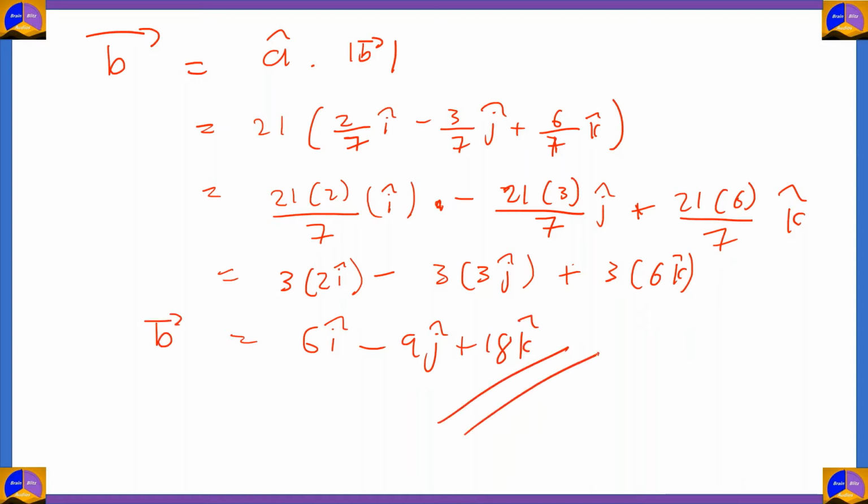So in the end, we have our vector 6i minus 9j plus 18k as our required vector B with magnitude 21 units and having the unit vector of A, which is 2 by 7i minus 3 by 7j plus 6 by 7k. So this is the final answer. Let's move on to our next question.